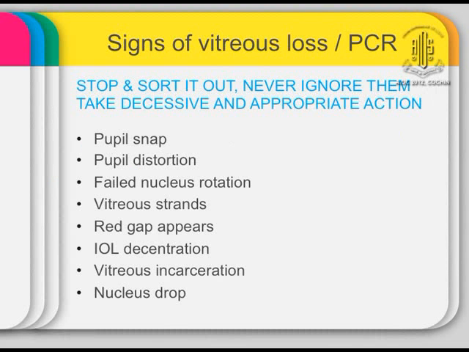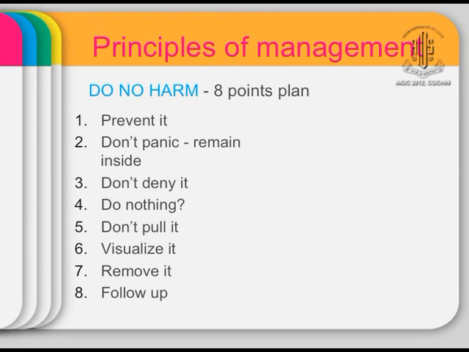PCR is the next complication, it's a nightmare to every surgeon. Whenever a PCR occurs, never lose patience. You detect the signs. There are a few important signs for detection of PCR: pupillary snap, pupil distortion, failed nucleus rotation, vitreous strands or vitreous incarceration into the anterior chamber, red glow disappearing, IOL decentration, and a nucleus drop. These are the principles of management. It is an 8-point plan. Prevent it, don't panic, don't deny, do nothing, that is also not correct. Never pull the vitreous, visualize it, remove it, and have a thorough follow-up.